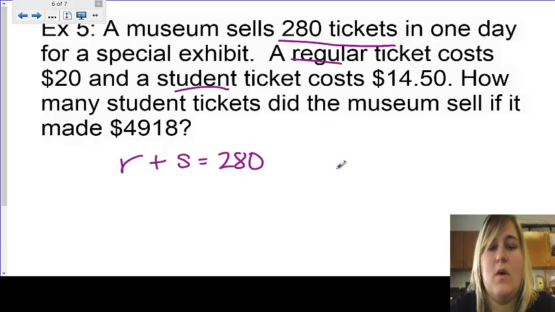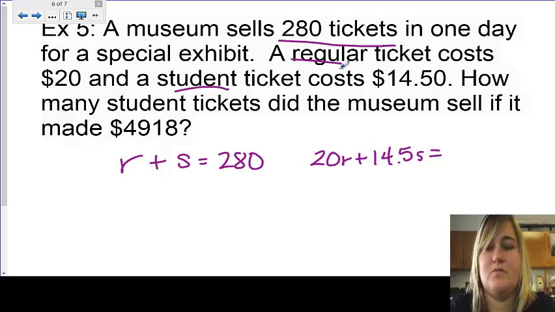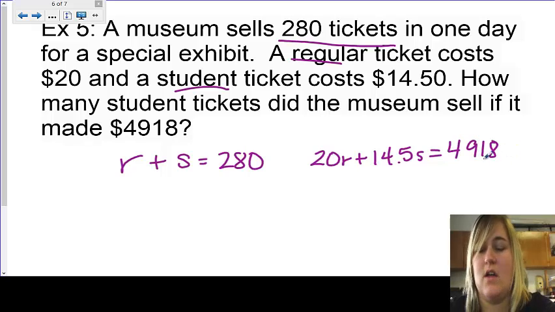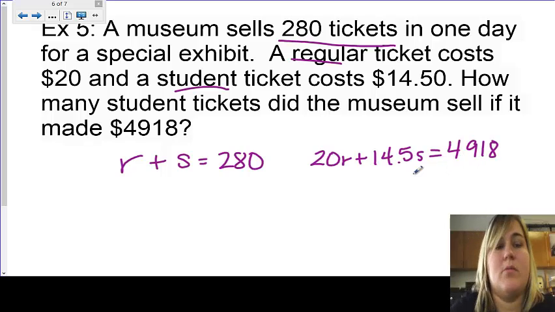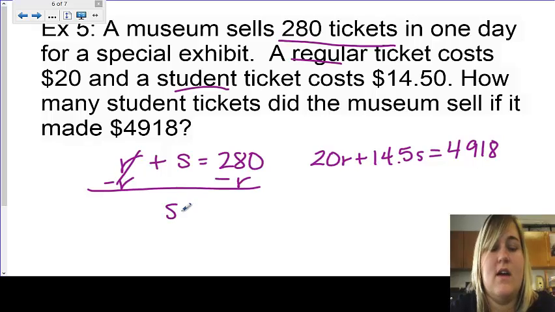Then I know that a regular ticket was $20, so I'm going to put 20R plus 14.5S is equal to the amount that they made, which is $4,918. So what I want to do is get a variable by itself, and I hope you can very quickly see that this is the one that's going to be easier. So I'm going to get S by itself by subtracting R on both sides. So I have S is equal to 280 minus R.